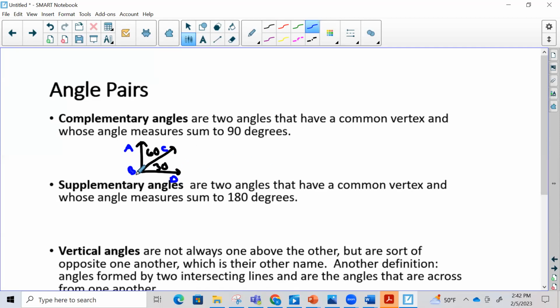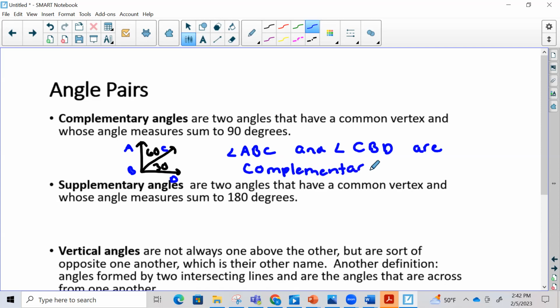If I was naming them, I would say angle ABC, which is this top angle, and angle CBD are complementary. And again, in this case, I have to use three letters for each angle because I can't say angle B, because it could refer to the 60-degree angle, the 30, or the 90.